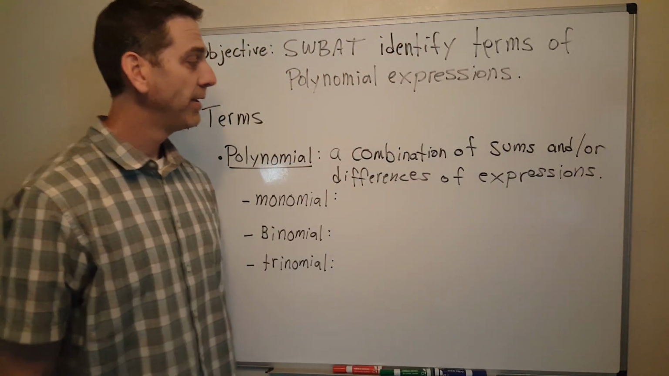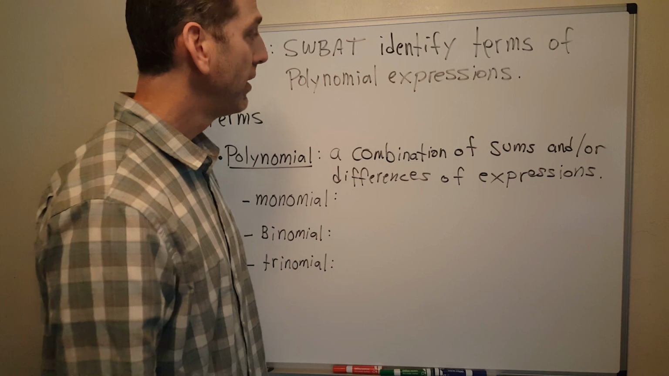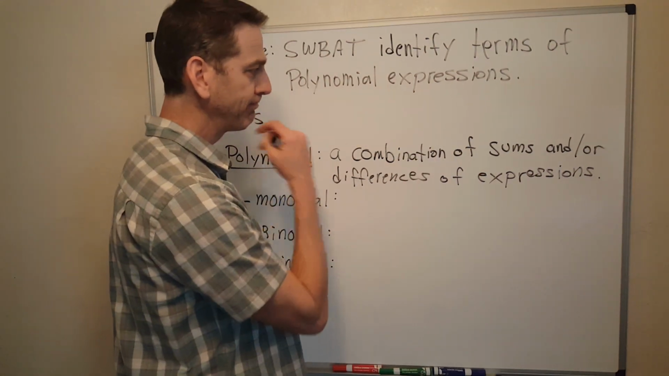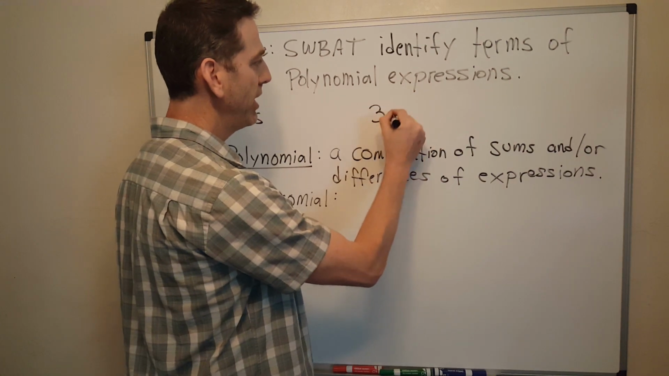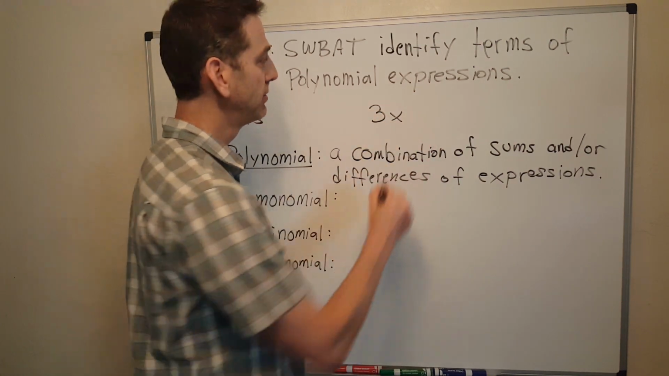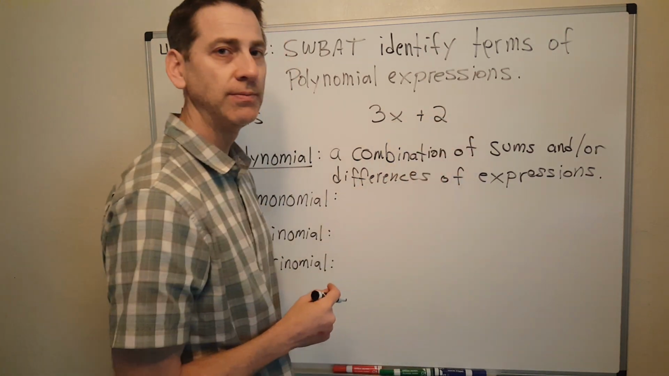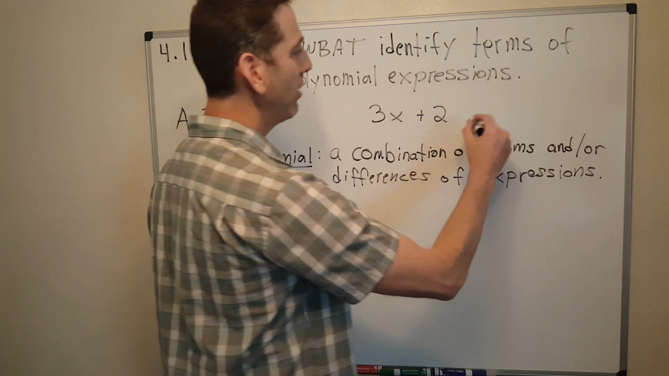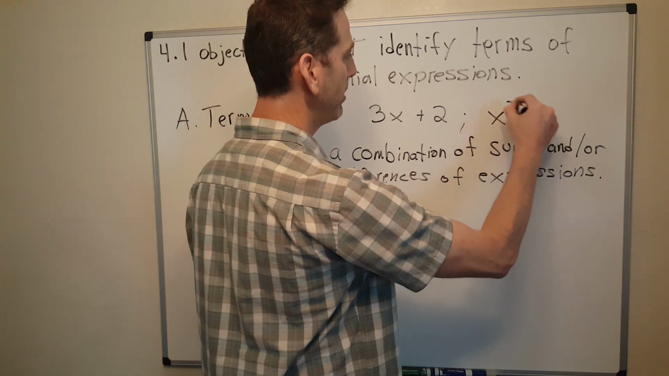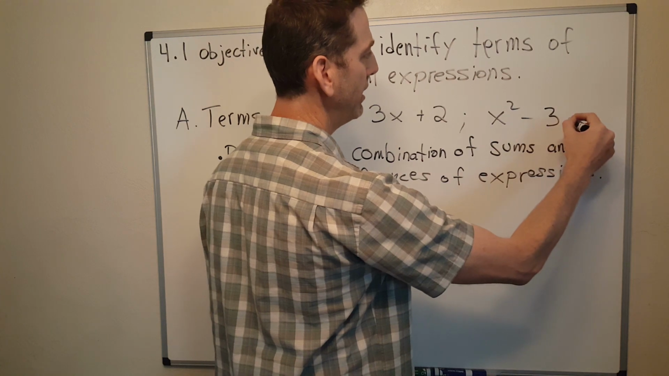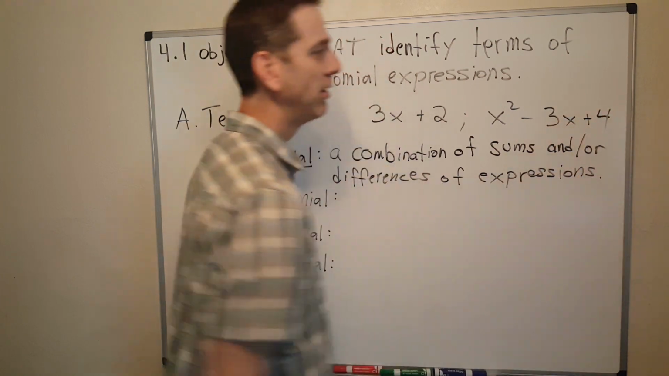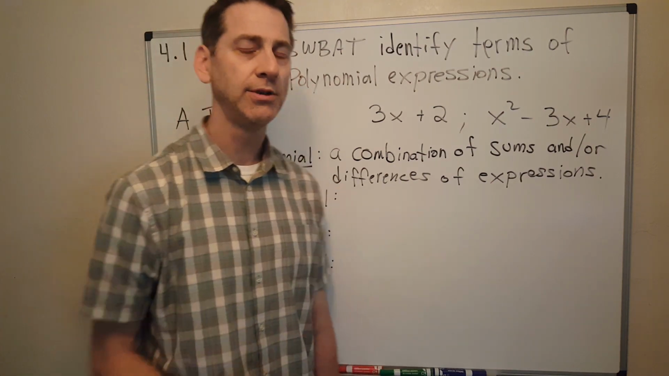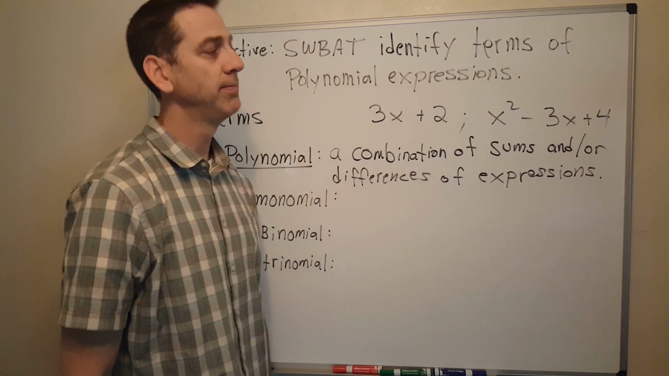So for example, I'll put some examples up here. You could have 3x, which is one expression, plus 2. So it's a combination of two sums. Or you could have x squared minus 3x plus 4. Any combination of sums and/or differences of terms will give you a polynomial.